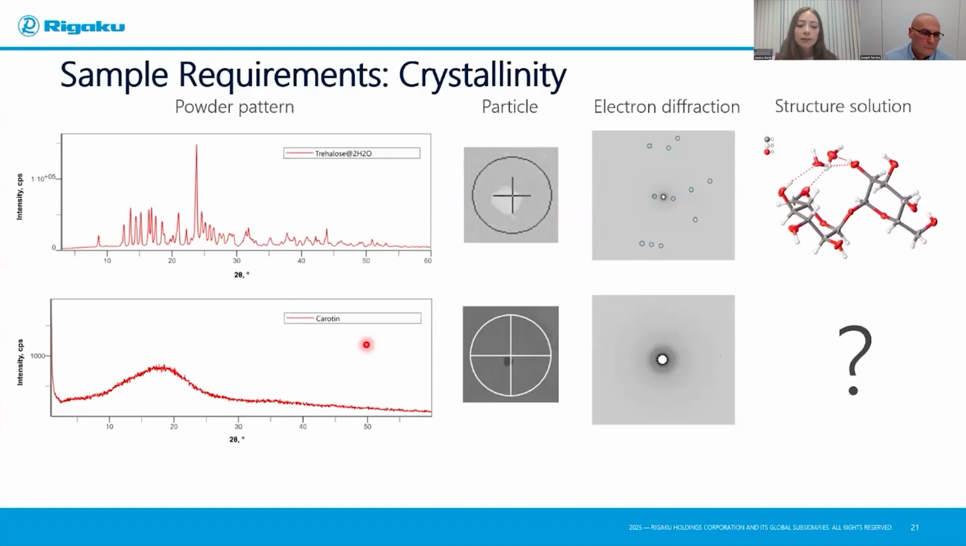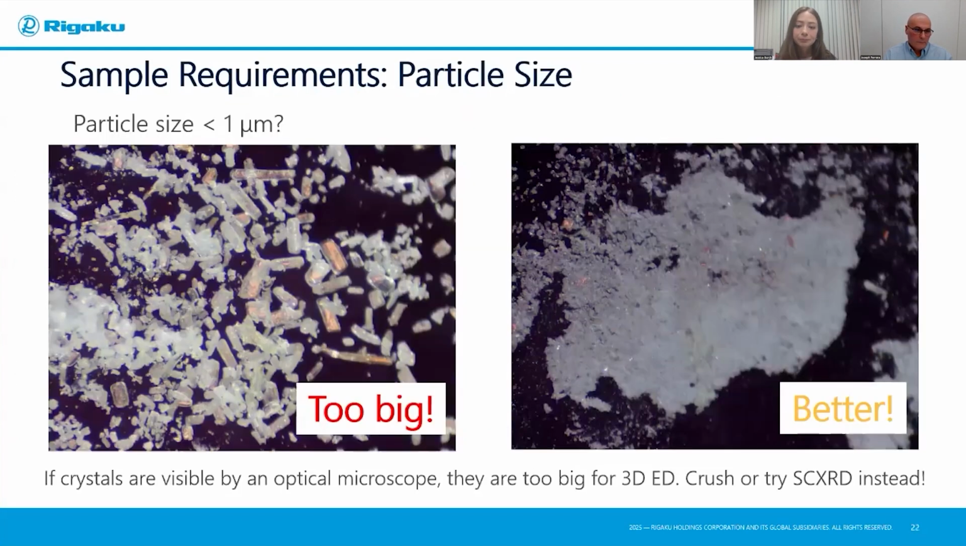If you see a powder pattern like the one on the bottom, then most likely all of the particles that we locate are also going to be amorphous and we won't be able to solve the structure. Of course, electron diffraction is still a crystallographic technique, even though we are looking at very small crystallites. So crystallinity is still a requirement here.